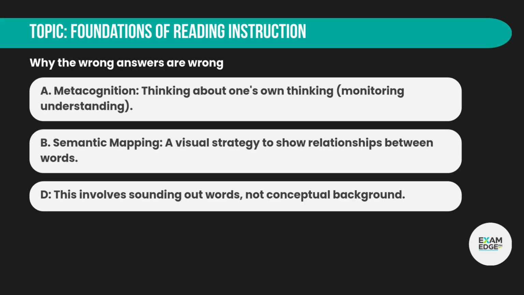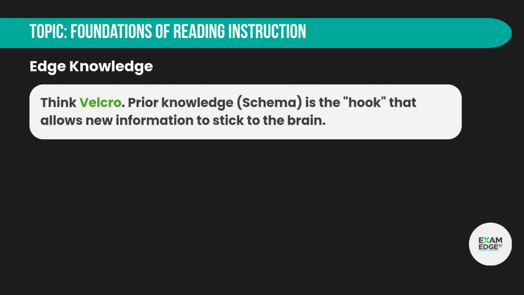A. Metacognition. Thinking about one's own thinking, monitoring understanding. B. Semantic mapping. A visual strategy to show relationships between words. D. This involves sounding out words, not conceptual background. Edge knowledge. Think Velcro. Prior knowledge, schema, is the hook that allows new information to stick to the brain.